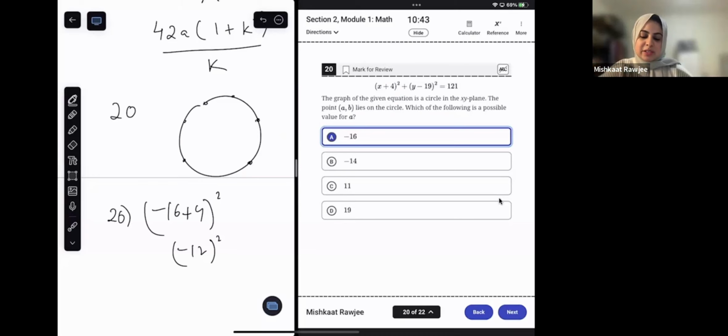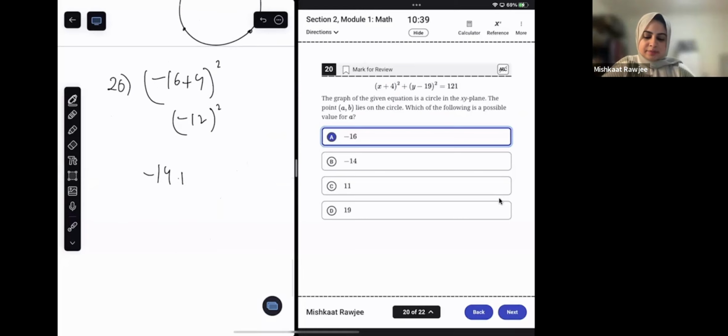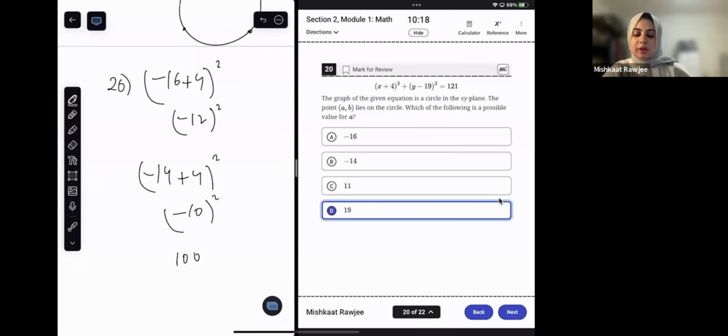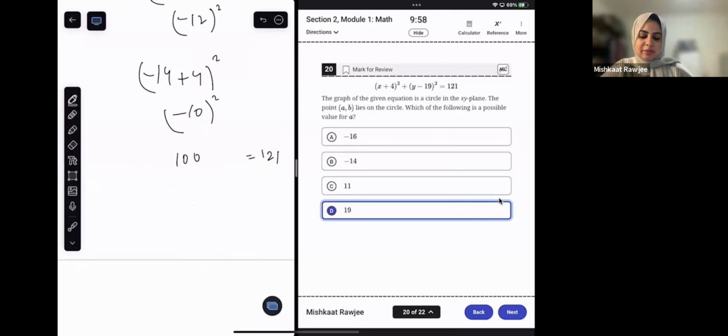So negative 14 would be negative 14 plus 4 whole squared, and that would be negative 10 whole squared. That would be possible. It could be 100, and then y minus 19 whole squared has to be 21 to end up with 121. And I don't think there's a perfect square that makes 21. So we're going to eliminate negative 14. Let's see if C works, which is 11. So 11 plus 4 is 15. 15 squared is 225. That's too high again. D is also 19 plus 4. That's also too high because that's greater than 121.